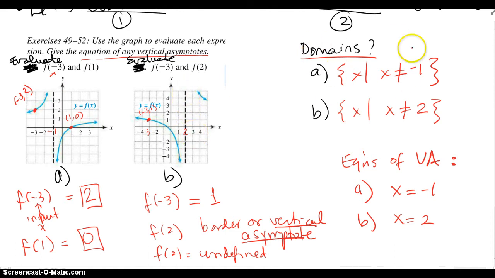But if it says what's the domain, then you have to exclude those values, because on those dashed lines you don't have a graph. You only have a graph before it and after it.